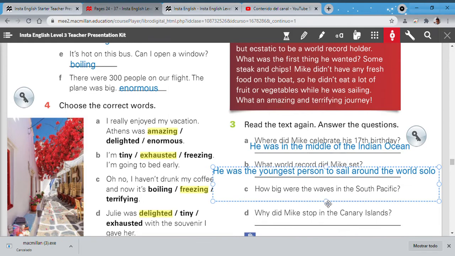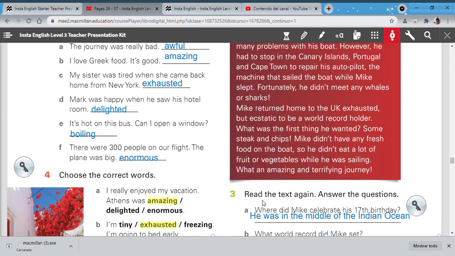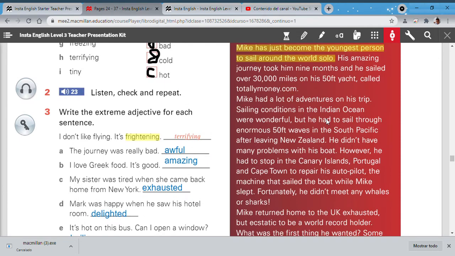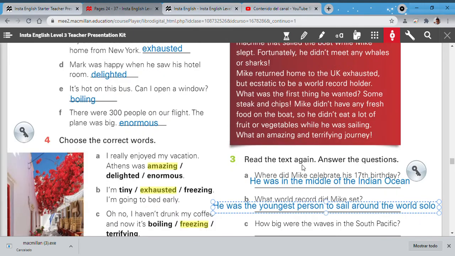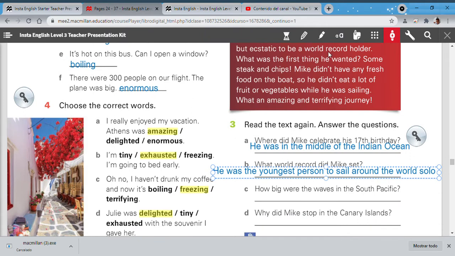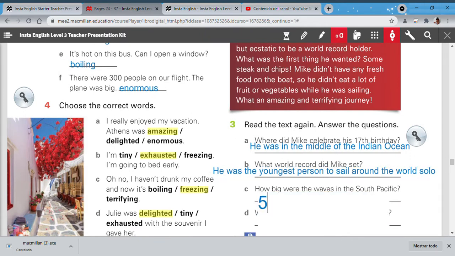Now let's continue. How big were the waves in the Pacific Ocean? How big were the waves? ¿Qué tan altas eran las olas? Yes, it's here, no? Enormous 50 feet waves. 50 feet. Teacher, what 50 feet? 50 pies. 50 feet. Okay, that's the answer.